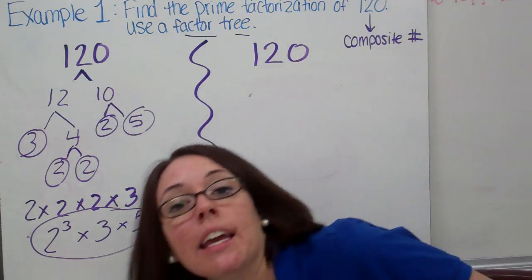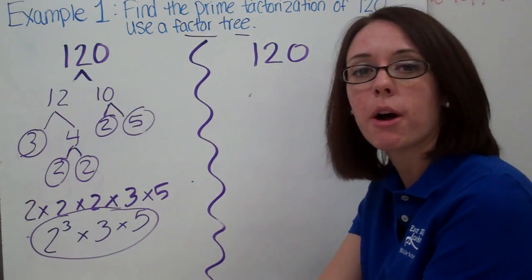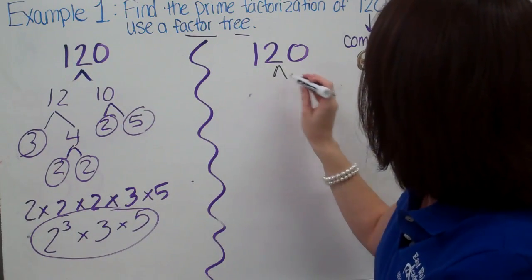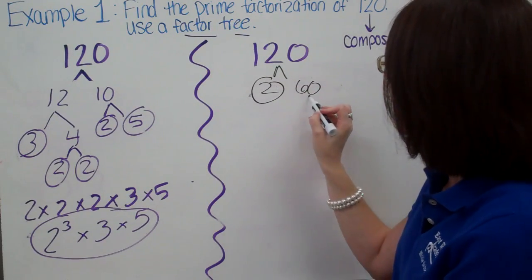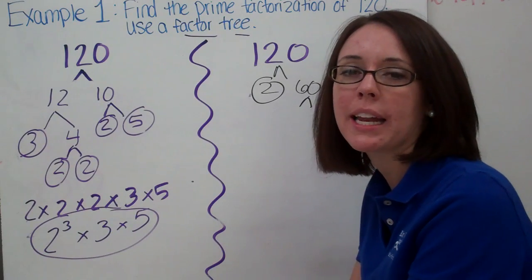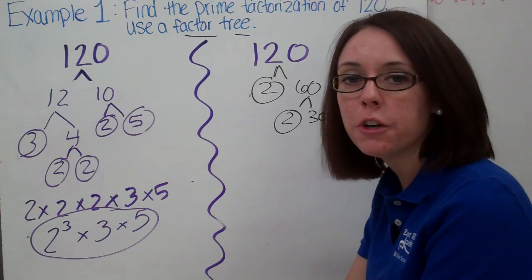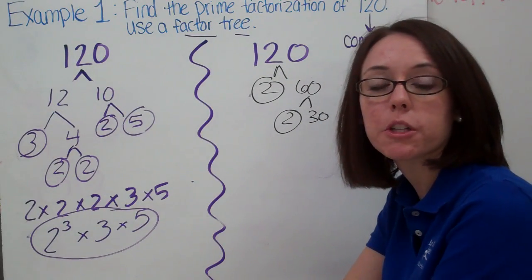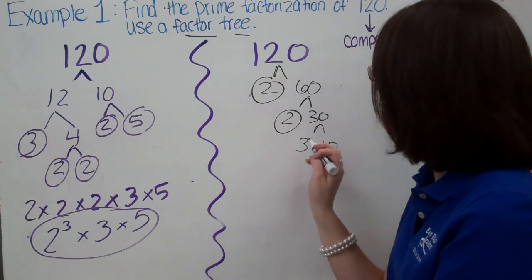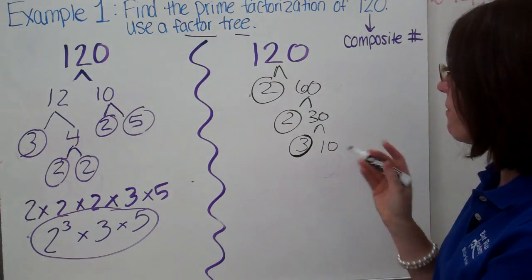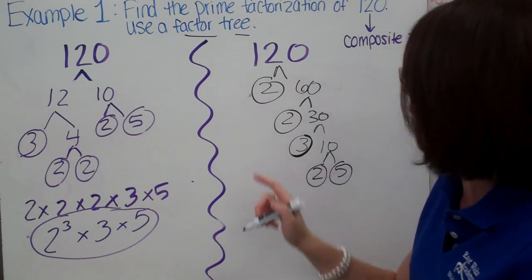Let me do it a different way just to show you that it works. What are some other numbers besides 12 and 10 you can multiply together to get 120? Well, how about 2 and 60? 2's prime, so let's circle it. 60 is not prime. What can we multiply together to get 60? 2 times 30. Circle your 2. What about 30? What are some numbers we can multiply together to get 30? How about 3 times 10? 3's prime. Circle it. What are some factors of 10? 2 and 5.